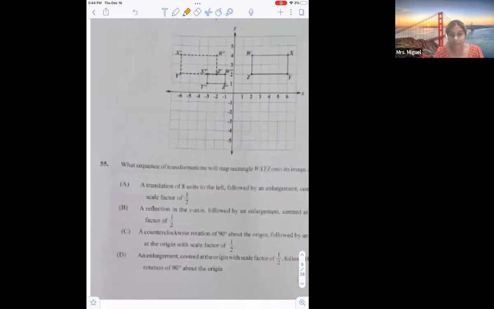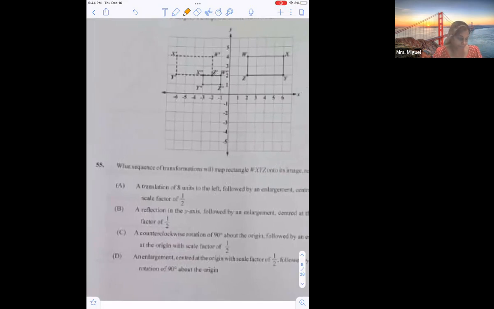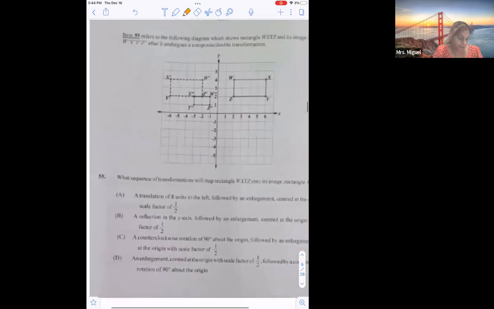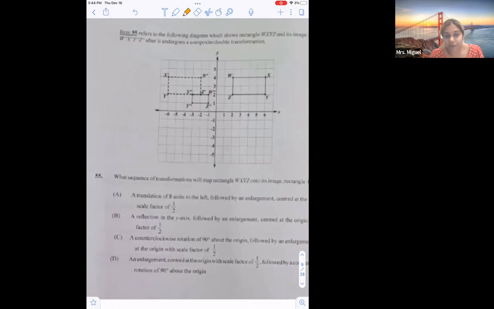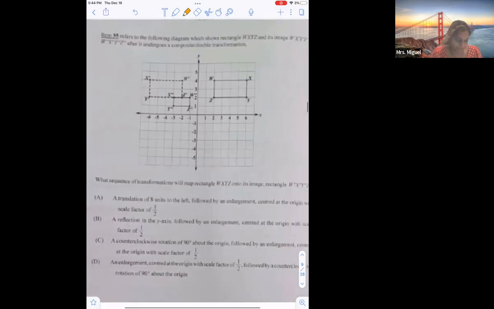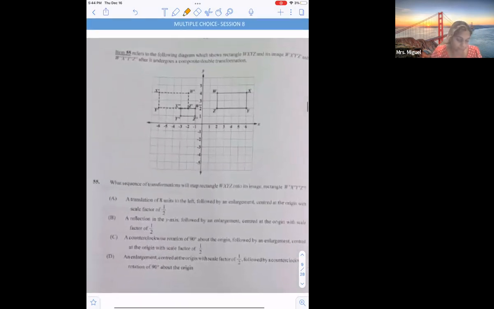55, a translation. So this one is real blurry. We want to map WXYZ to W double prime X double prime Y double prime Z double prime.